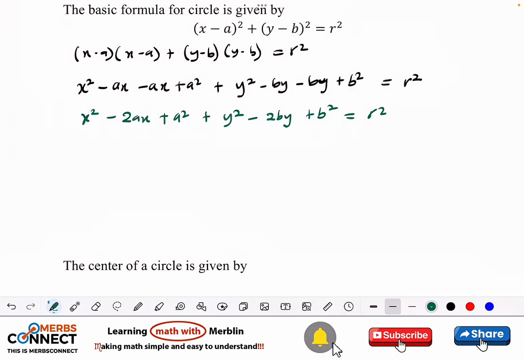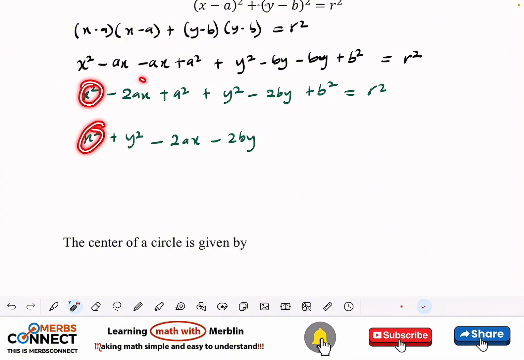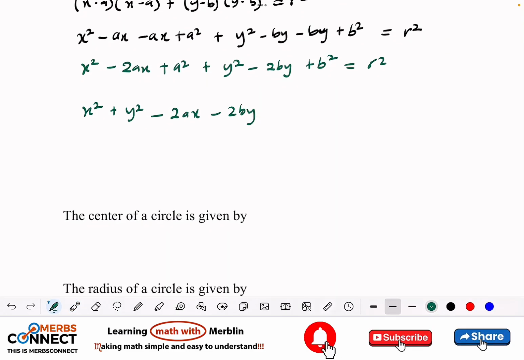We are trying to bring out something which is going to be so nice, right? So what can we do here? I'm going to send all the constants, the ones without x and y, to the right side. So I have x² + y² − 2ax − 2by. I'm going to send a² and b² to the right. Or even let me just maintain them here: plus a² + b² − r² = 0.